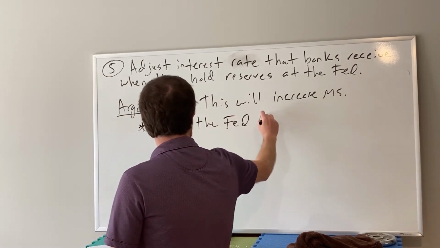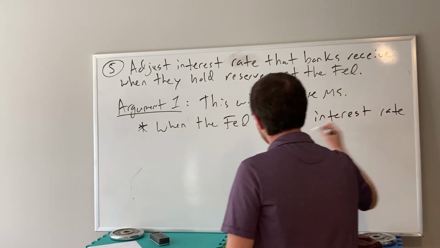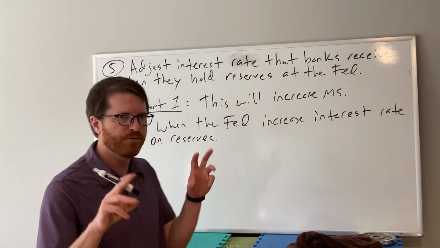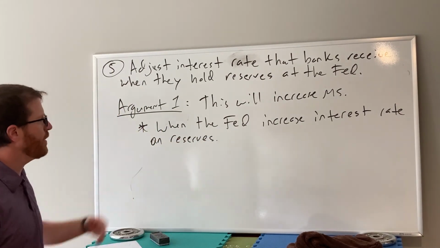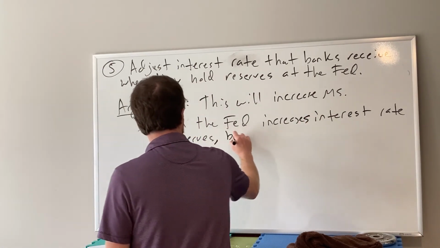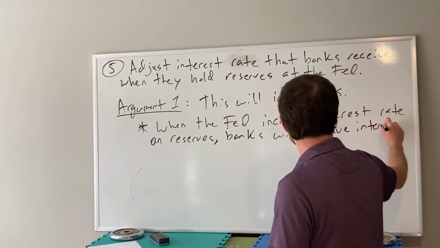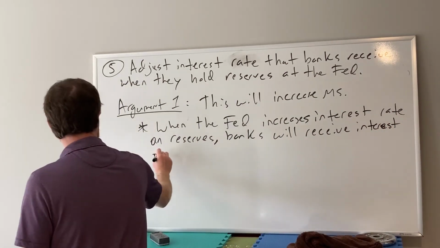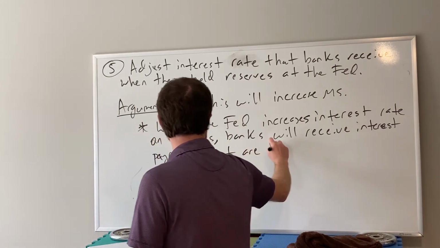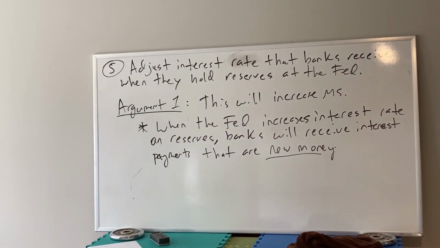When the Fed increases the interest rate on reserves, all right, and this doesn't really have a name like the other interest rates we talked about. It's just called the interest rate on reserves. So when the Fed increases interest rates on reserves, banks will receive interest payments that are new money. Okay? Pretty straightforward argument, right?